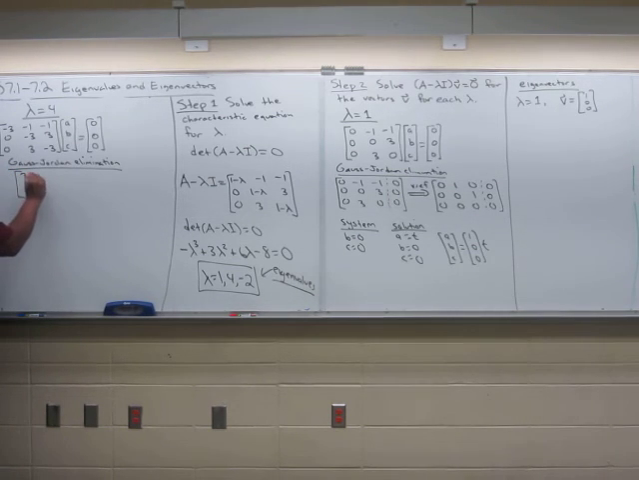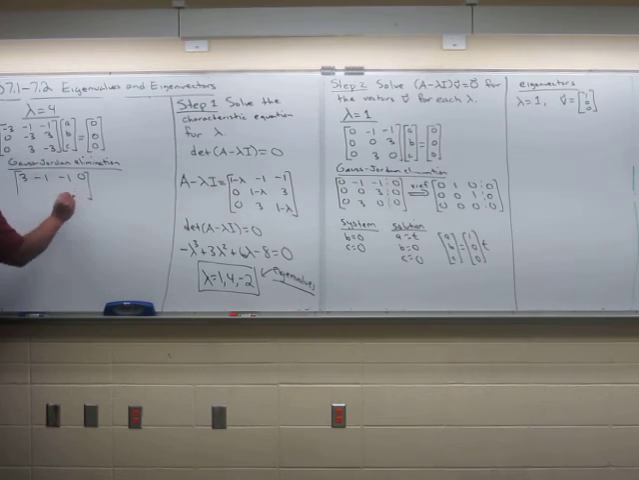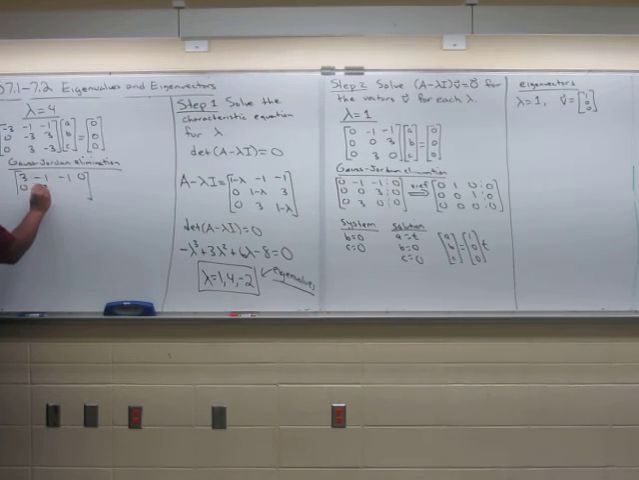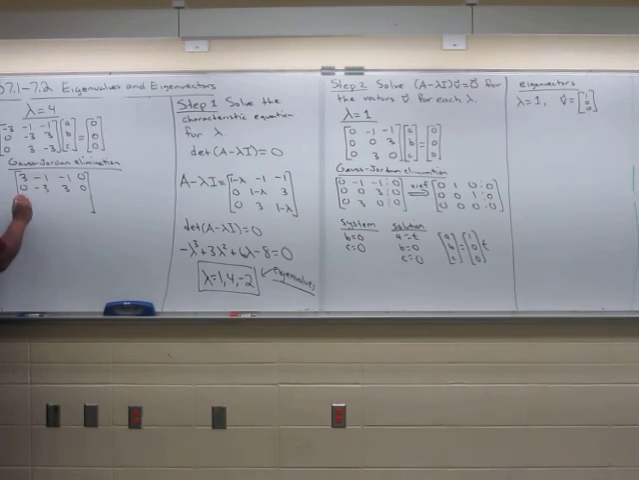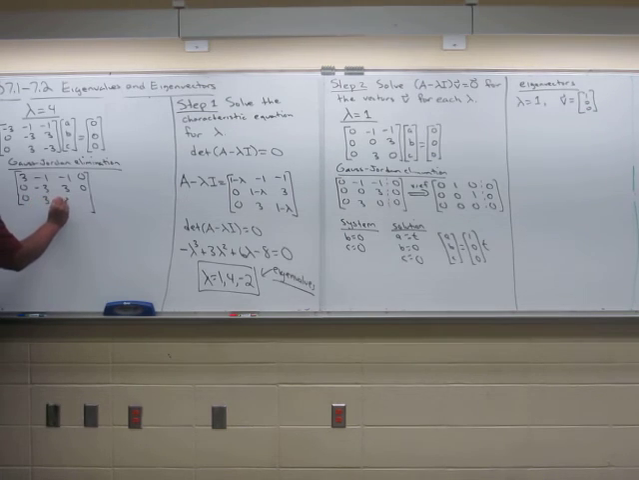So I have 3, -1. Let me not write too small, okay? 3, -1, -1, 0. 0, -3, 3, 0. 0, 3, -3, 0.